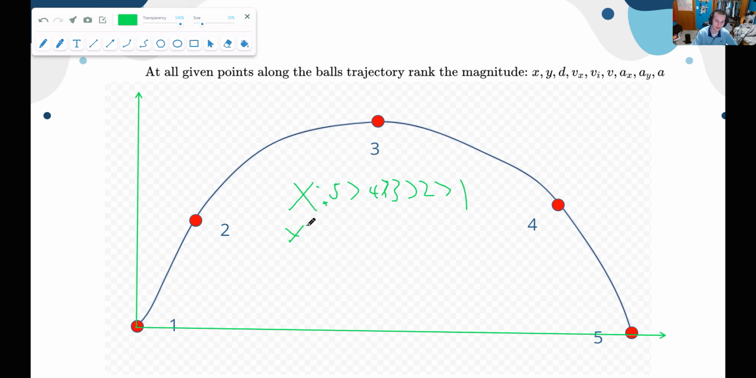For y, it's a little bit different. 3 is our biggest one, and then 4 is going to be equal to 2, which is greater than 1, which is equal to 5.